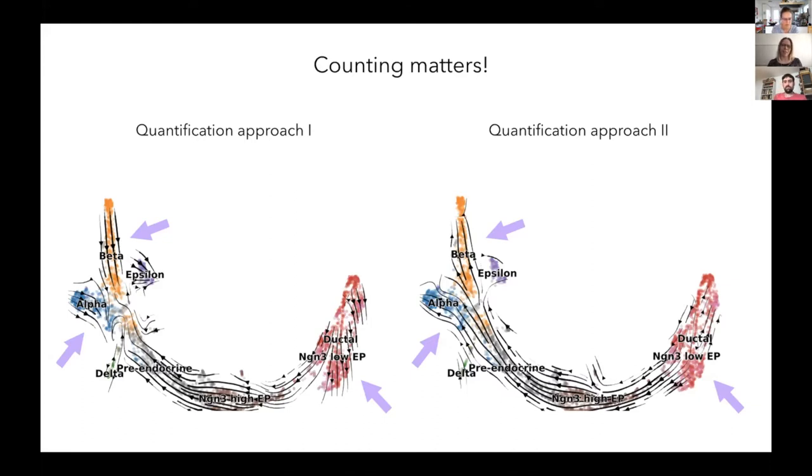So that's the first takeaway. And in our study, we go more into detail on this. We try to explain why these differences occur, which methodological choices in the different approaches cause these differences, and make some recommendations.